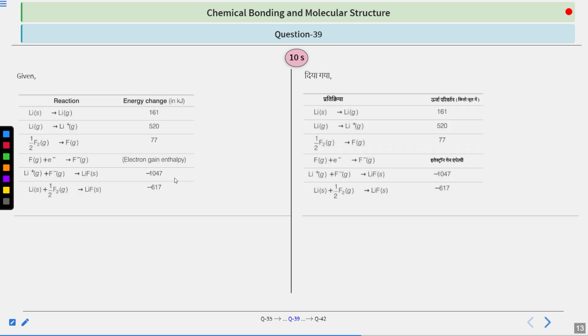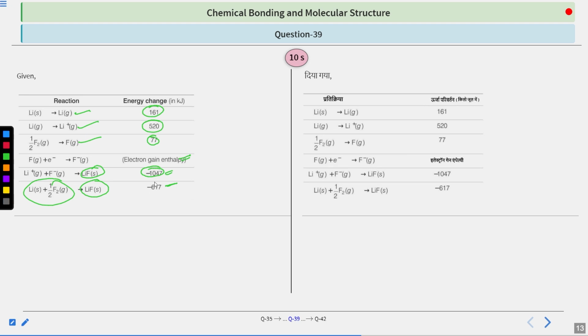Given the reaction: Li solid to Li gaseous requires 161 kilojoule. Li gaseous to Li gaseous plus requires 1520 kilojoule, and half F2 to F gaseous requires 77 kilojoule. F to F minus gaseous requires the electron gain enthalpy, and Li plus plus F minus to LiF requires, sorry, minus 1047 kilojoule, whereas this reaction, simply from Li solid and half F2 to LiF solid, requires minus 617 kilojoule.